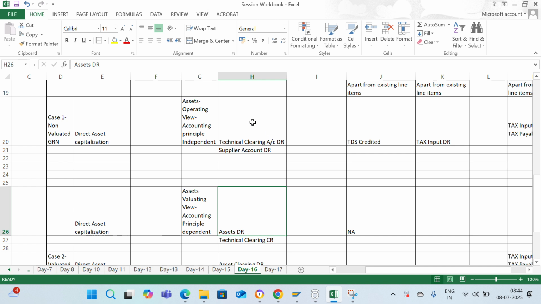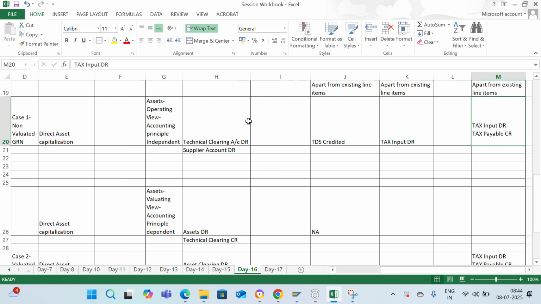Now we understood that if the GR is non-valuated, accounting entry gets booked at the time of invoicing, which is technical clearing account debit to supplier account, the first entry, operating view, and the second entry is asset debit to technical clearing account. And we understood if there is a TDS applicable for the supplier, TDS is credited. Tax, if applicable, that is debited. And if the case falls under the reverse charge mechanism, then output tax is credited, input tax is debited.